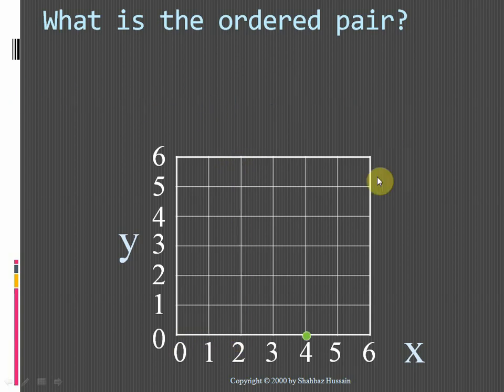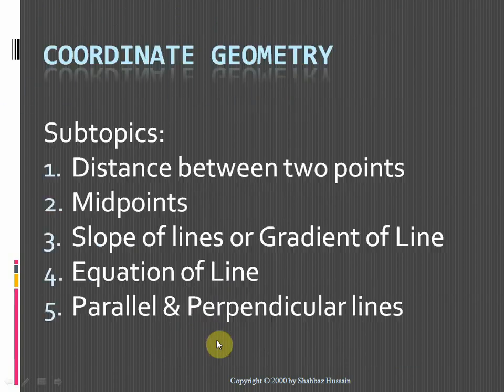Another ordered pair is this one, 0, 4. There is an increase in the y but not an increase in the x, so it is called 0, 5. And here we have 1, 1. So the ordered pair is 1, 1: 0 to 1 and 1 to 1.